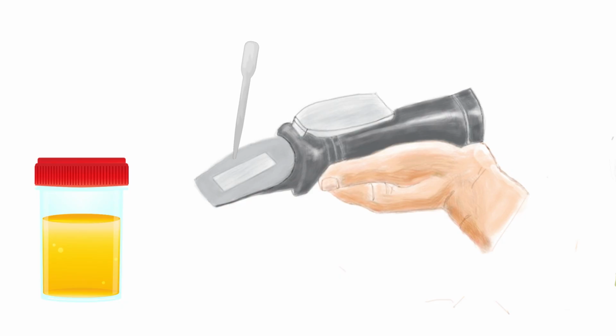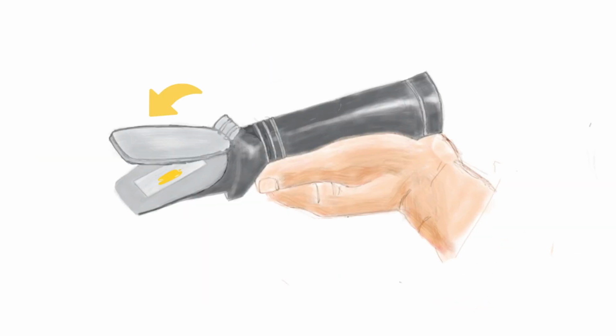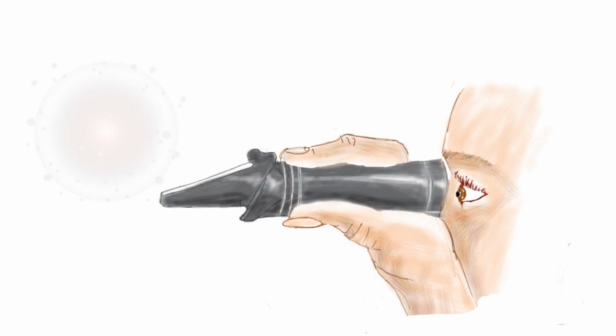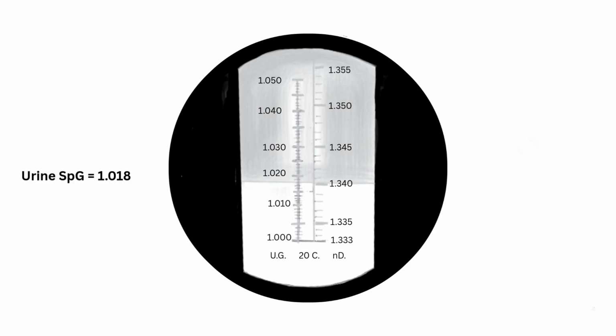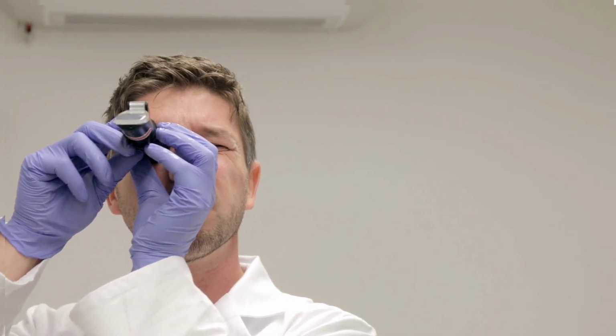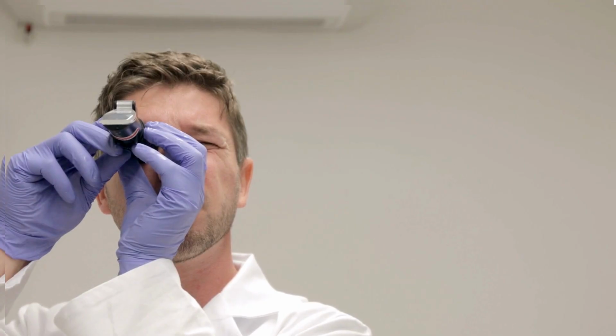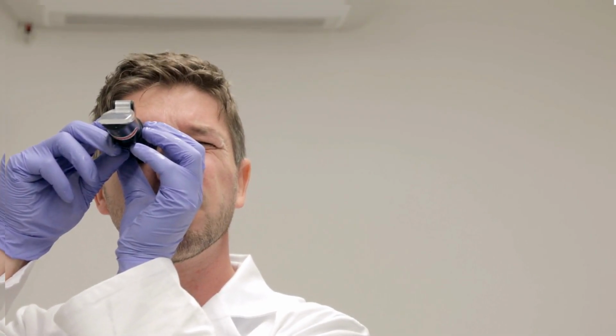Using a clean pipette, place a drop of urine sample onto the cleaned glass prism. Gently close the plastic cover over the glass prism and look through the scope at a good light source. Let's use the scale on the left. This is read as 1.040. This is read as 1.018. There are calibrations and controls using sodium chloride and sucrose. Distilled water should be measured precisely at 1.000.